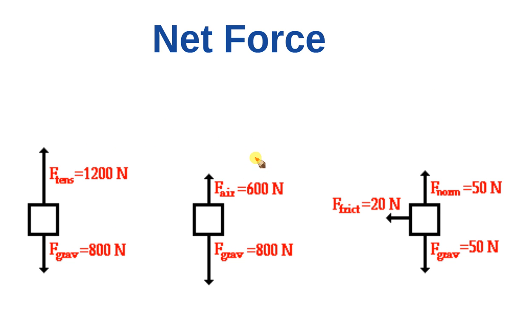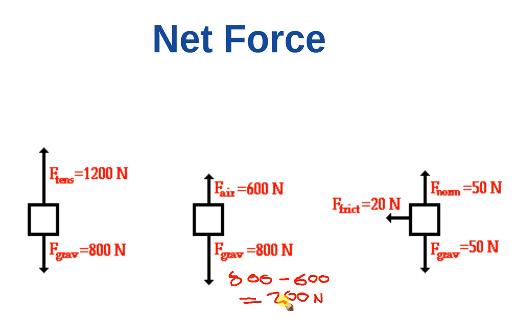Alright, so for this next problem, this object's probably a ball or something that's falling through the air. The force due to gravity is 800 newtons, and the force due to air resistance is 600 newtons upward. So what is the total or the net force? Again, we just work out the difference. In this case, that's 800 minus 600. We can always just take the bigger number minus the smaller number. That equals 200.